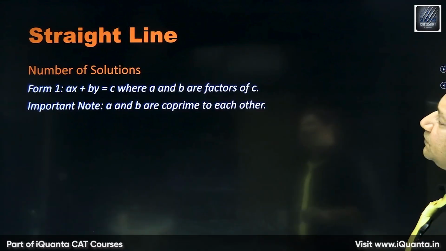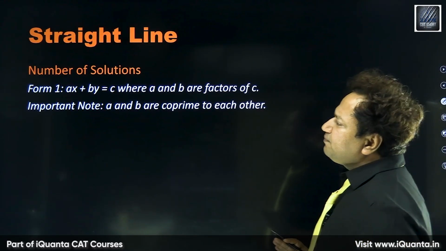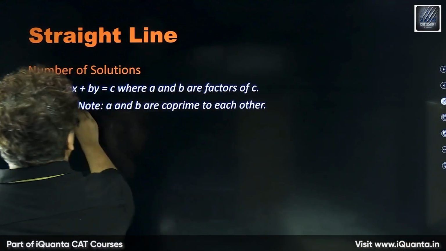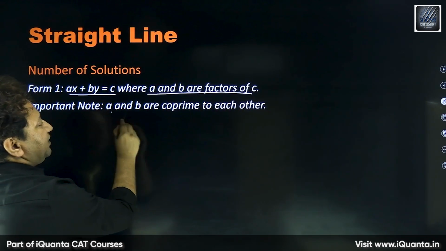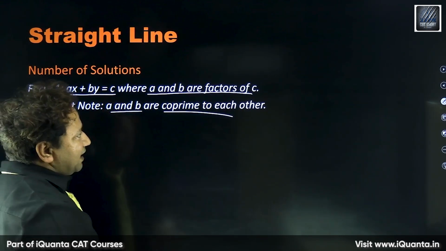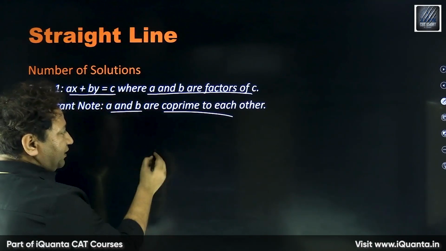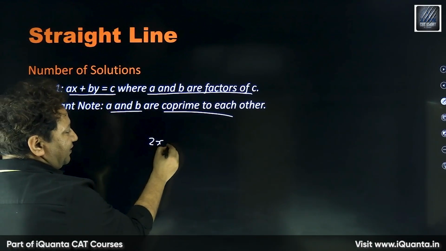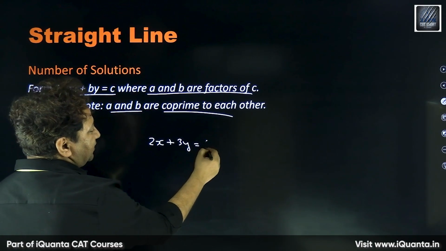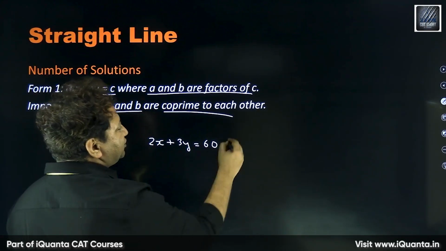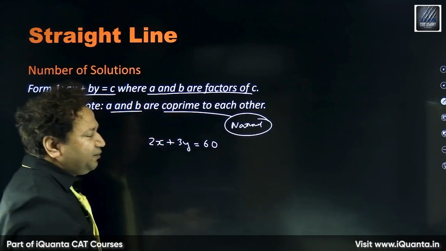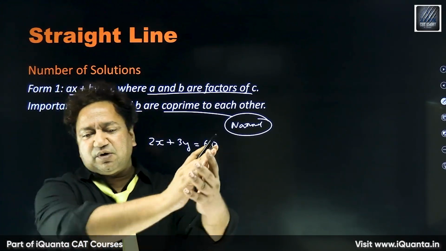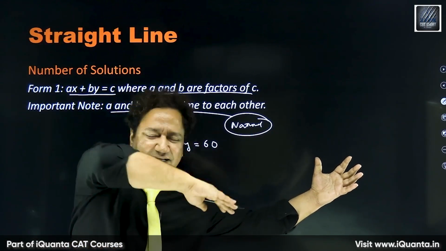Coming to the next thing: number of solutions. This is a very important question. Form 1: ax plus by equal to c, where a and b are factors of c. Important note, a and b are co-prime to each other. So let's say we have 2x plus 3y is equal to 60. I want to know how many natural solutions there are. Natural. Obviously, if I ask you integral, it will be infinite. A straight line has infinite length, so it can have infinite points.